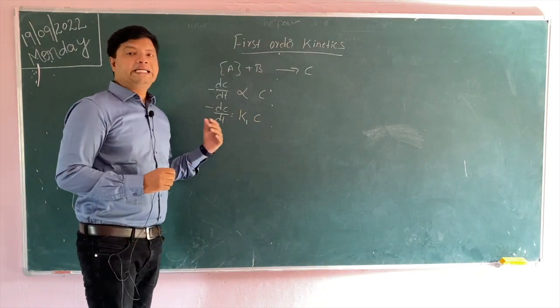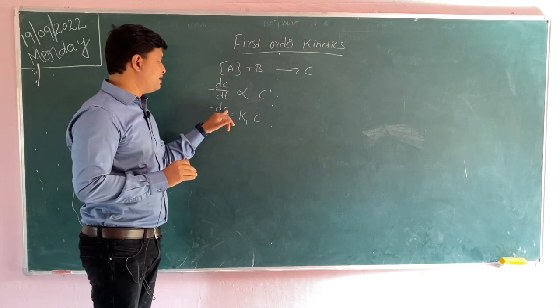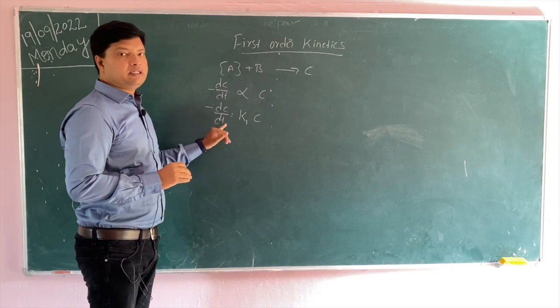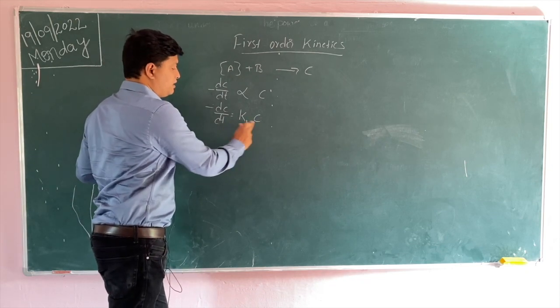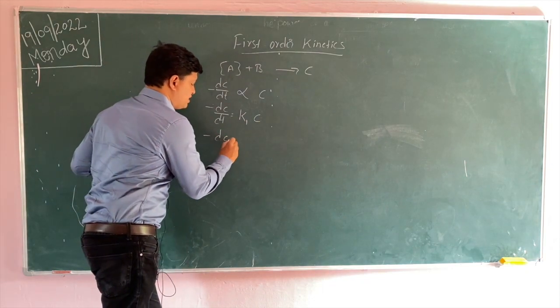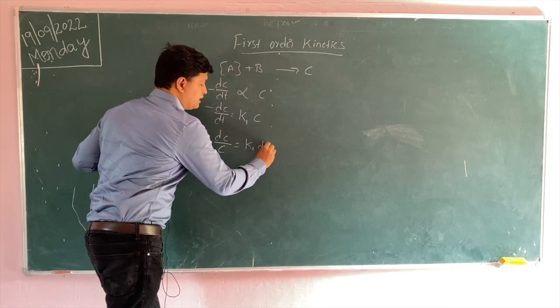Now, I want to integrate this equation. For the purpose of integration, you can't integrate different terms together, so you need to integrate only the same terms. I want this C to come here and dt to go there. So, rearranging the equation, you will get dC by C equals minus K1 dt.